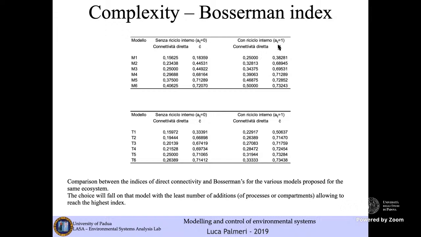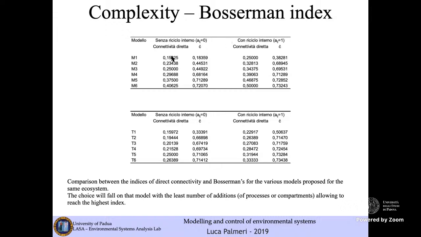So everything that is produced by one state variable goes back to the state variable itself. By making this kind of approximation, we may calculate the two indicators. In particular, the first column here represents direct connectivity, while the second column here represents the Bosman recycling index. How do we employ these indexes in order to define the complexity of a model?